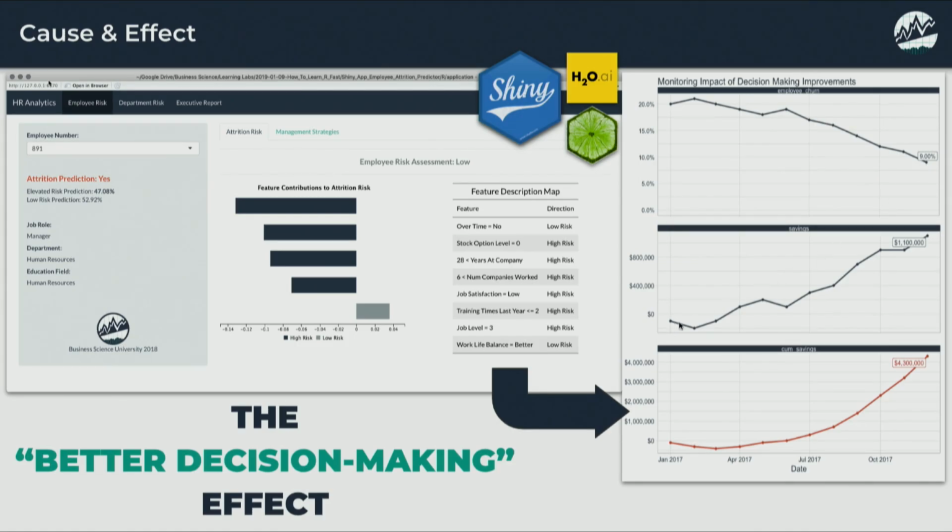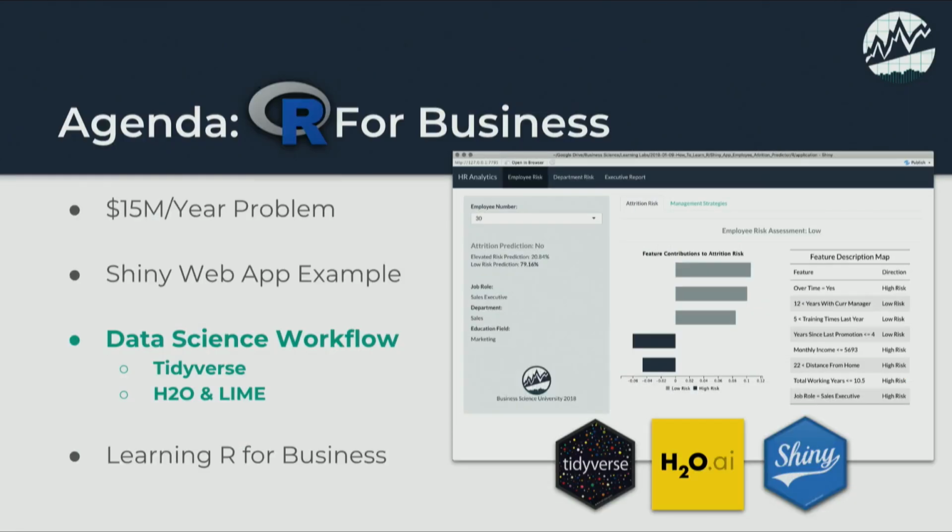And then you can use that cost of attrition function to calculate how much you're saving the organization. And how does that look when you show your boss at the end of the year, hey, I just saved our company $4.3 million? That looks pretty good, and you'll probably get a promotion out of it. Anyways, the better decision-making effect. That's what I want to get across here: we can use Shiny apps to influence the decisions within our own organizations, and that's how we generate business value.